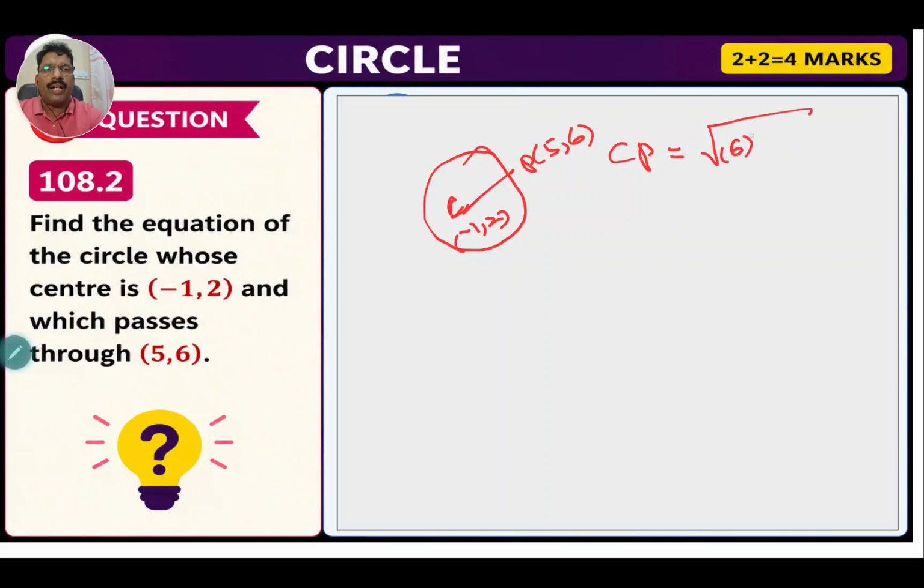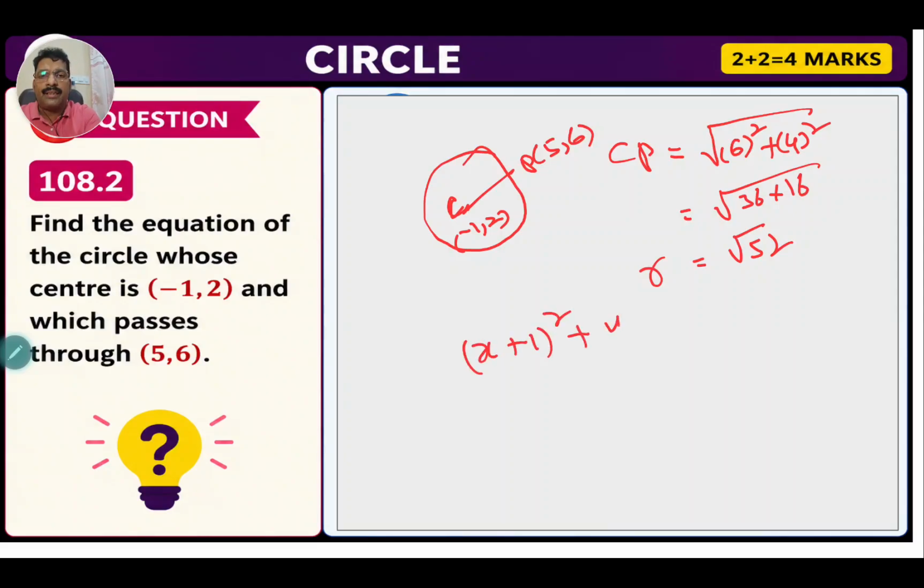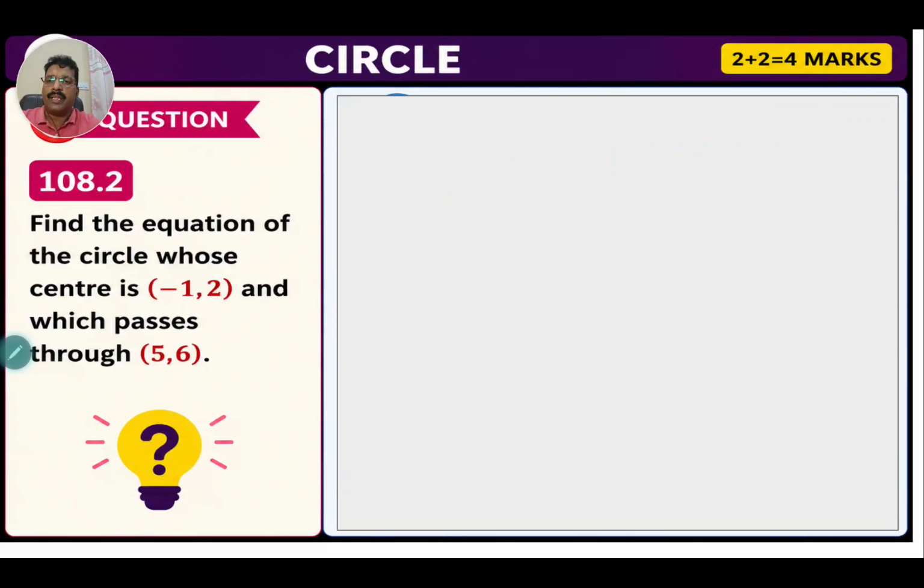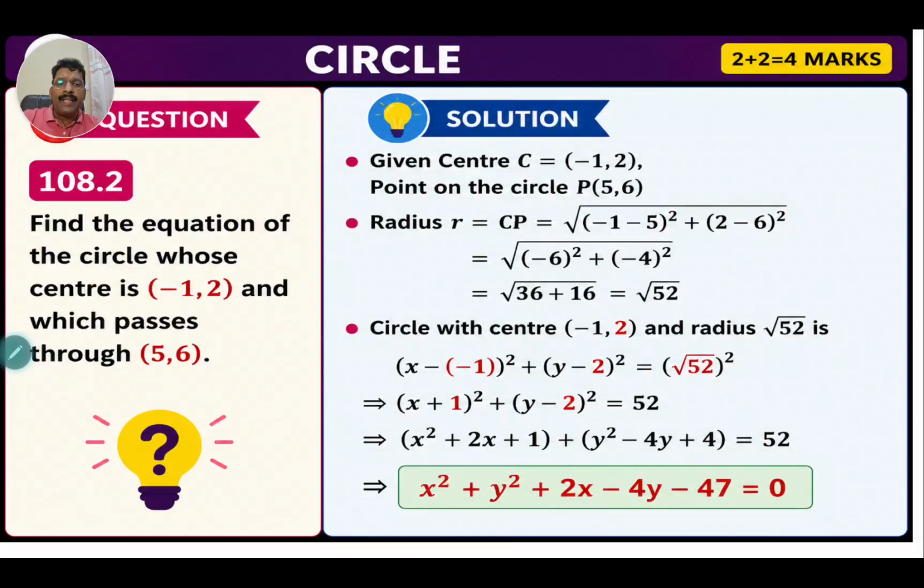(5 + 1)², 6², distance between 2 points. (6 − 2)², 4², that is 36 + 16. So under root 52, this is the radius. Center and radius given, equation of the circle, already we know that (x + 1)² + (y − 2)² is equal to (√52)². So after simplification, it gives the answer. See the final answer. (x + 1)² + (y − 2)² is equal to 52. After simplification, we got x² + y² + 2x − 4y − 47 = 0. Go for the next question.